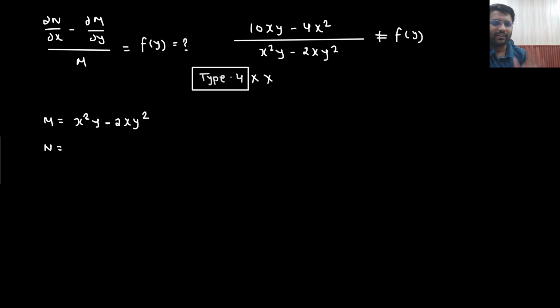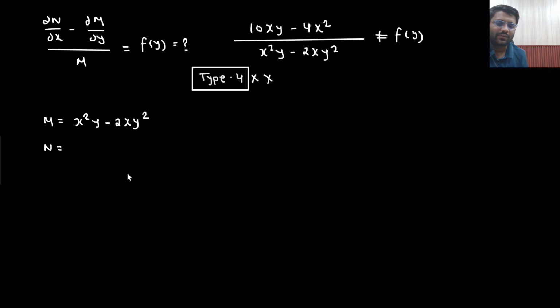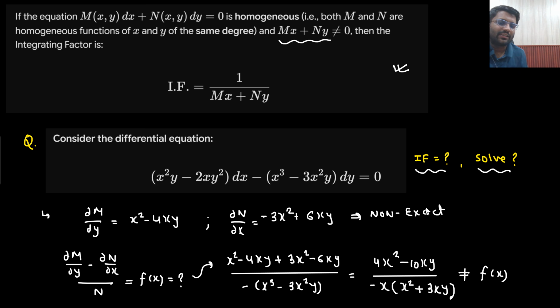I will tell you the technique, but have some patience. Now what is your N? Your N is minus x cube plus 3xy square. Because what is the standard equation? The standard equation is M dx plus N dy. That is the standard equation, no?